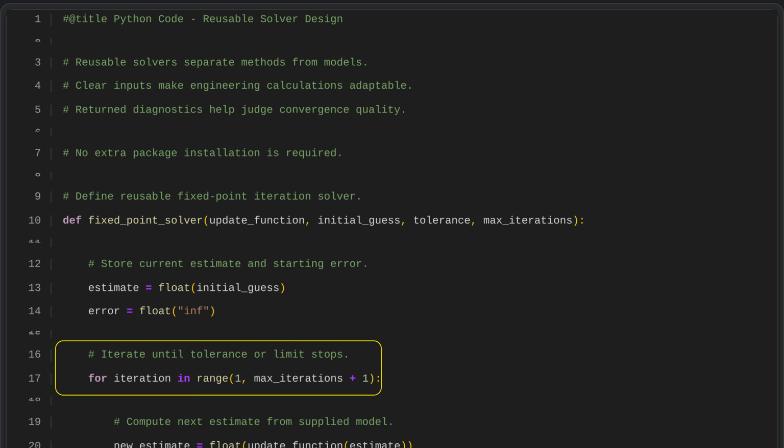The loop runs from the first iteration up to the allowed maximum, controlling how many times the solver refines its estimate. It stops early if the solution reaches the required tolerance, or ends when the iteration limit is reached. Each pass uses the update function to try to improve the estimate.